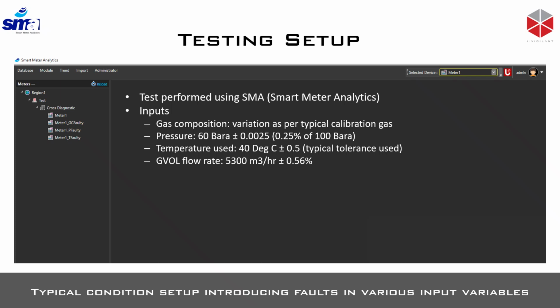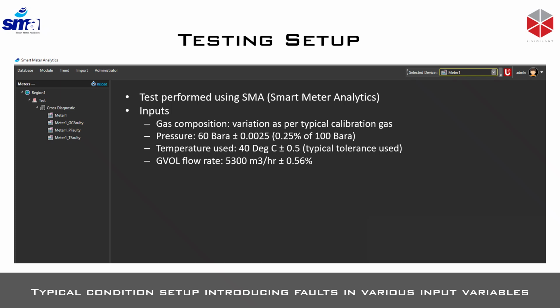And then we introduce pressure of 60 bar A with a variation of plus or minus 0.25% of span, which is assumed at 100 bar. Then we also input the temperature, 40 degrees Celsius, plus or minus 0.5 degrees Celsius, which is the typical tolerance used for the temperature. And then we also introduce a gross volume flow rate of 5,300 meter cube per hour, and we assume that the uncertainty, or the variation, is plus or minus 0.56%.